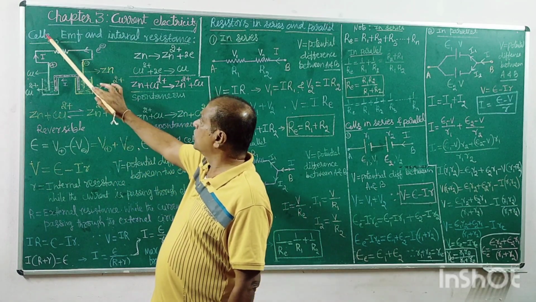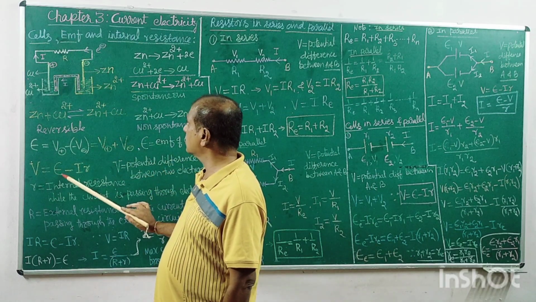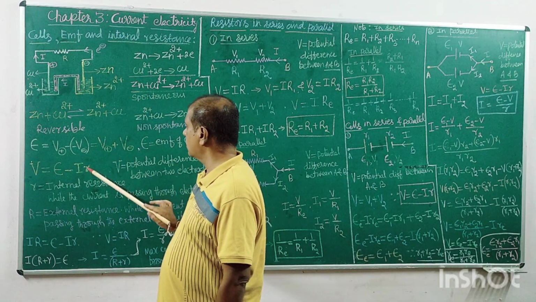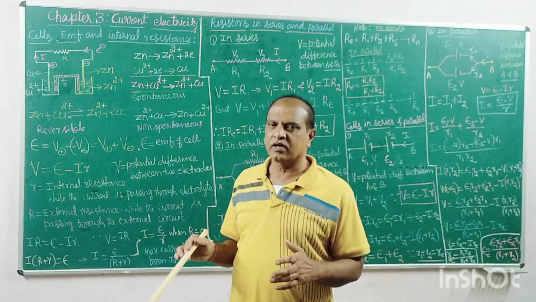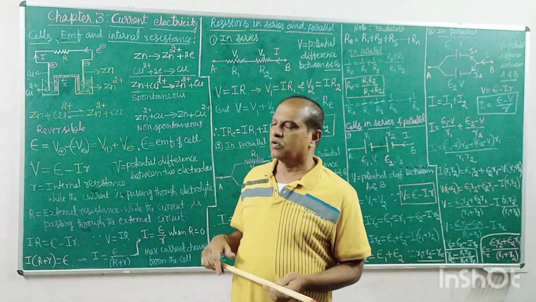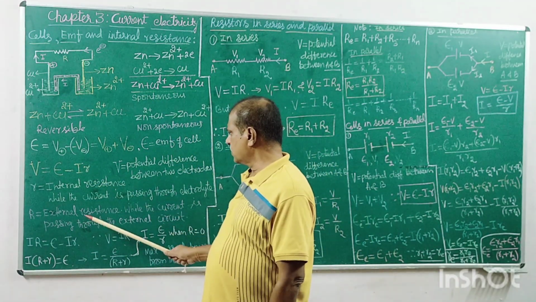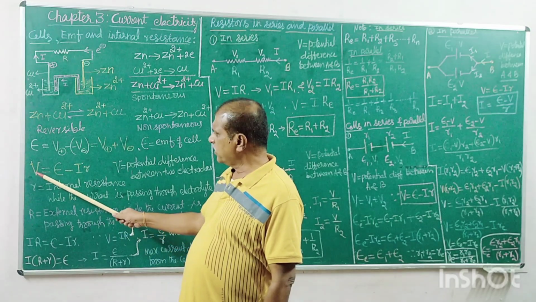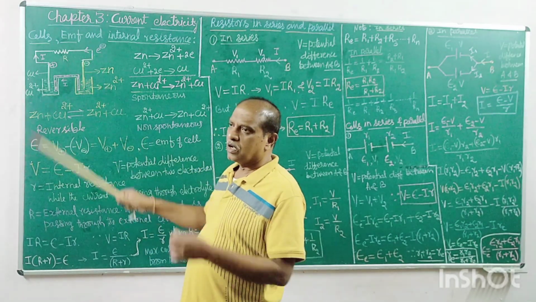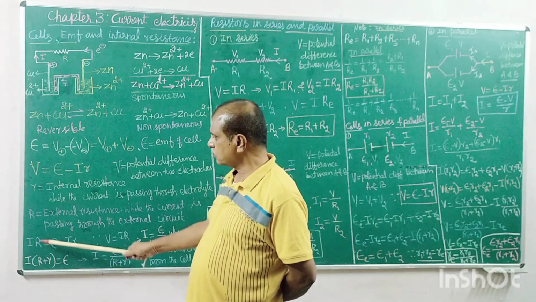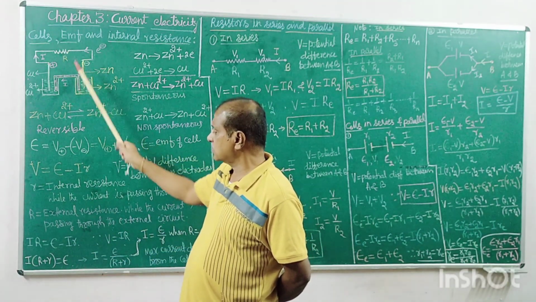Remember about the cell is this. About the EMF is this. About the internal resistance, r is the internal resistance, the resistance exhibited by the electrolytic solution where the current is flowing. So when you apply this potential to the external resistance, as usual that is Ohm's law, V is equal to IR. So I multiply this current into this resistance.